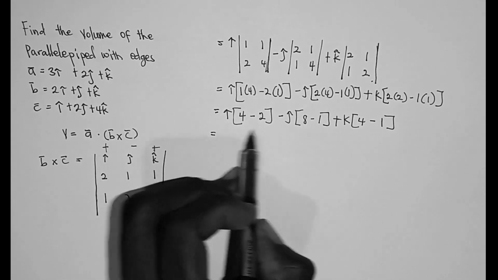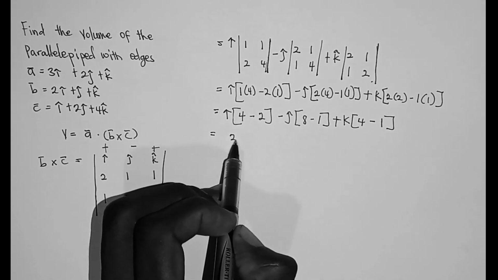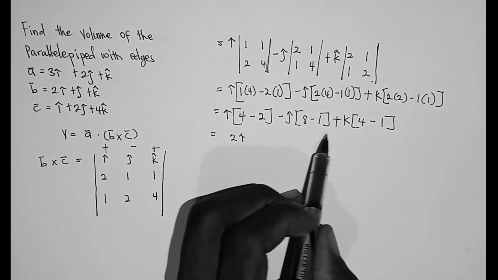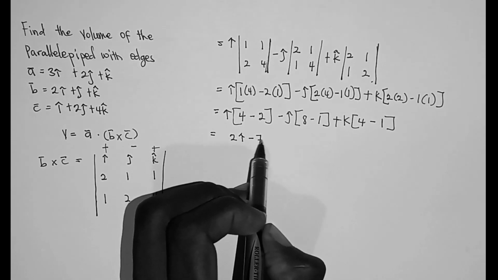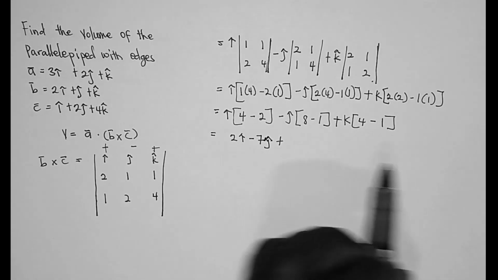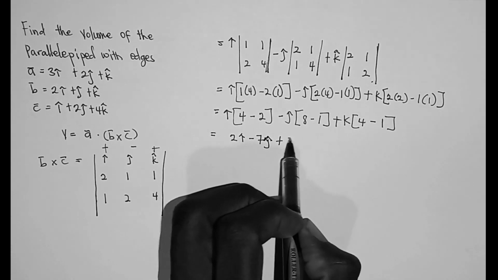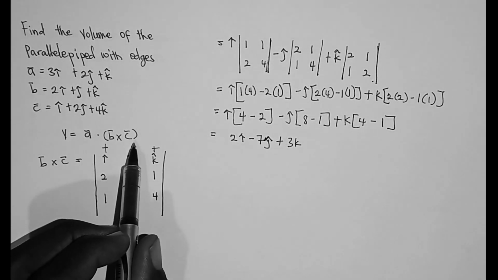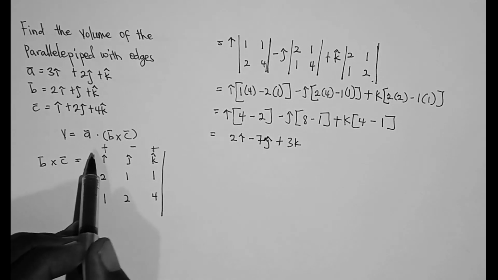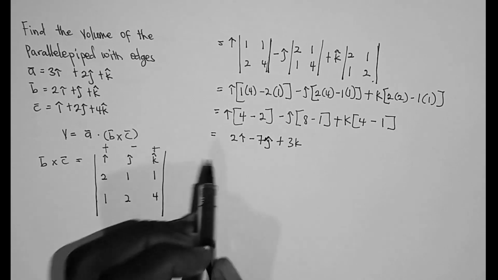So this is equal to 4 minus 2 is 2, so 2I. Then 8 minus 1 is 7 times minus J becomes minus 7J. 4 minus 1 is 3, so it becomes plus 3K. So we found B cross C. So let's then find A dot B cross C.